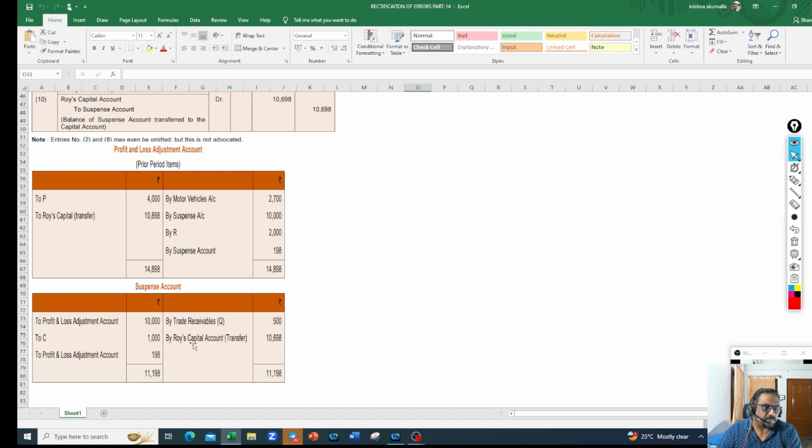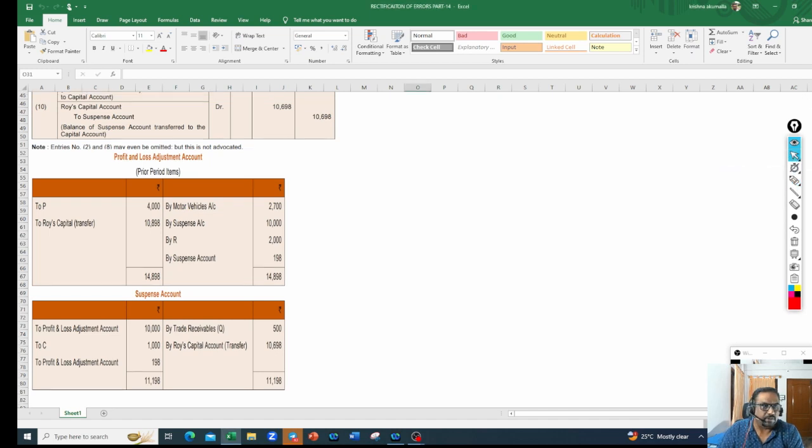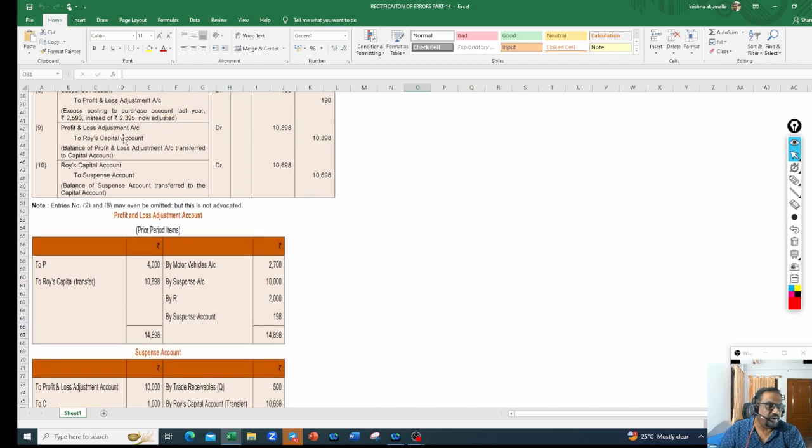So why Rise capital account? By Rise capital. So that means what entry we post for this? The entry is here. We have written those two entries. You can have a look so that you will get a clarity. Here profit and loss here. First go to this account. Profit and loss adjustment account is debited to Rise capital. So profit and loss adjustment account debited to Rise capital account 10,898 we posted.